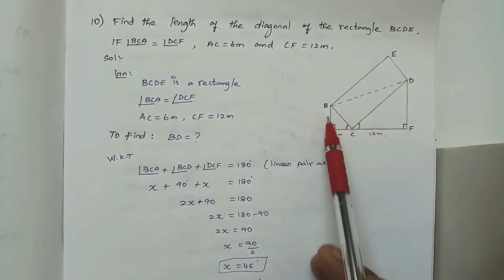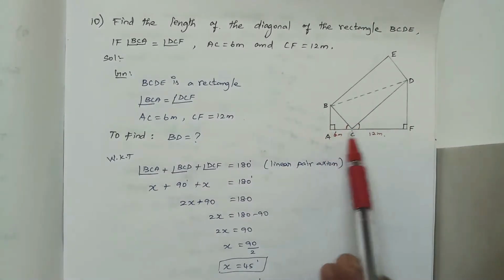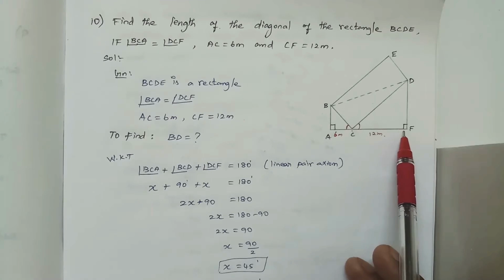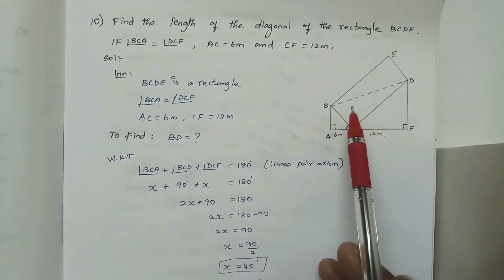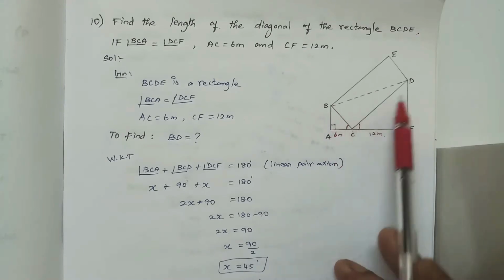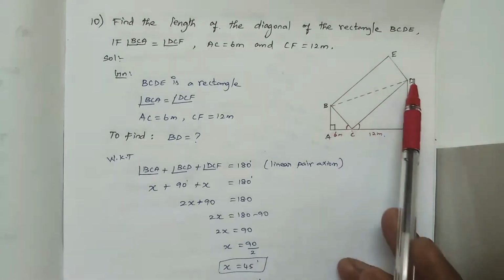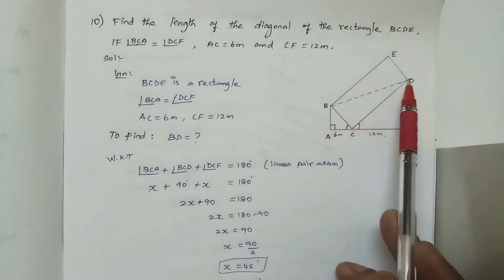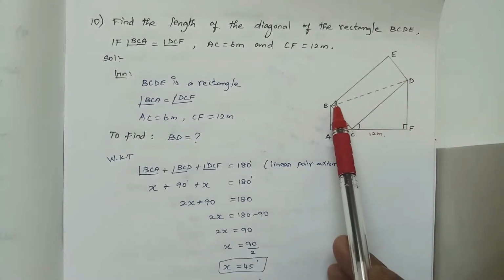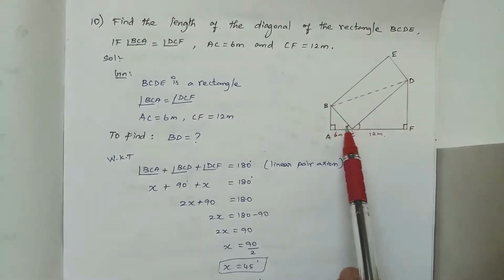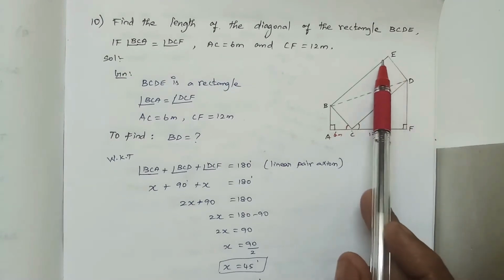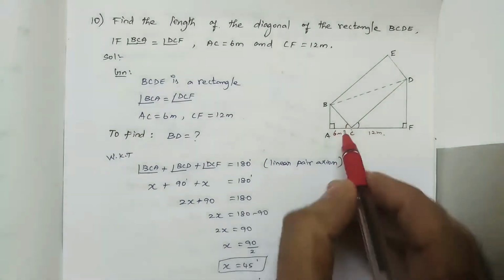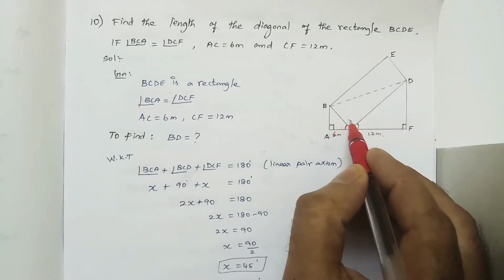So they have given that angle A is a right angle. Angle F is also a right angle, right? And already we know the property of a rectangle. What is the property of a rectangle? Yes, all the 4 angles of a rectangle are 90 degrees. So angle B is also 90 degrees, angle C is also 90 degrees, angle D is 90 degrees, and angle E is also 90 degrees, right? So here, angle C is nothing but a right angle, right?